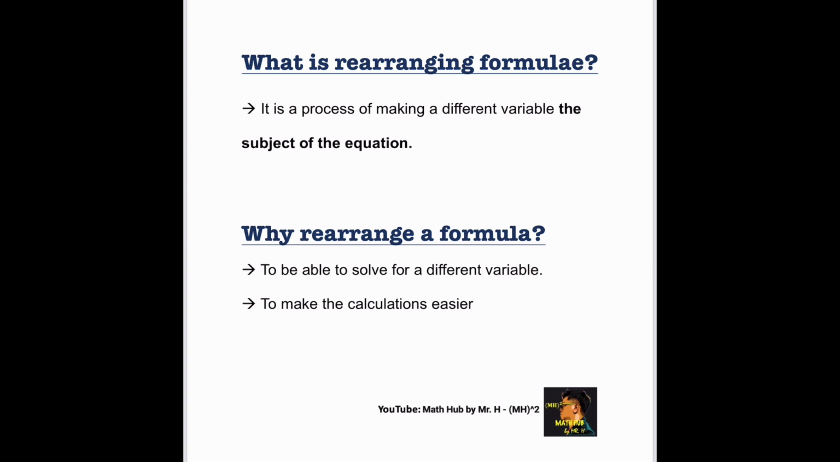And why do we need to rearrange a formula? So first thing is, usually this process is done if you need to solve for a different variable. For example, consider the formula for finding the perimeter of a rectangle. You know that perimeter is equal to 2L plus 2W. But not all the time are the length and the width given. The question can have the length and the perimeter, so the width is unknown.